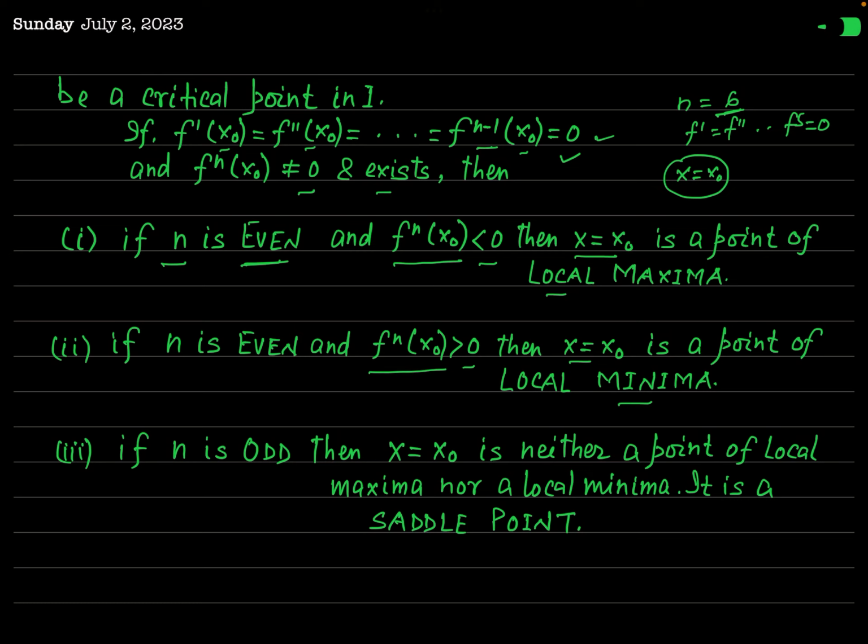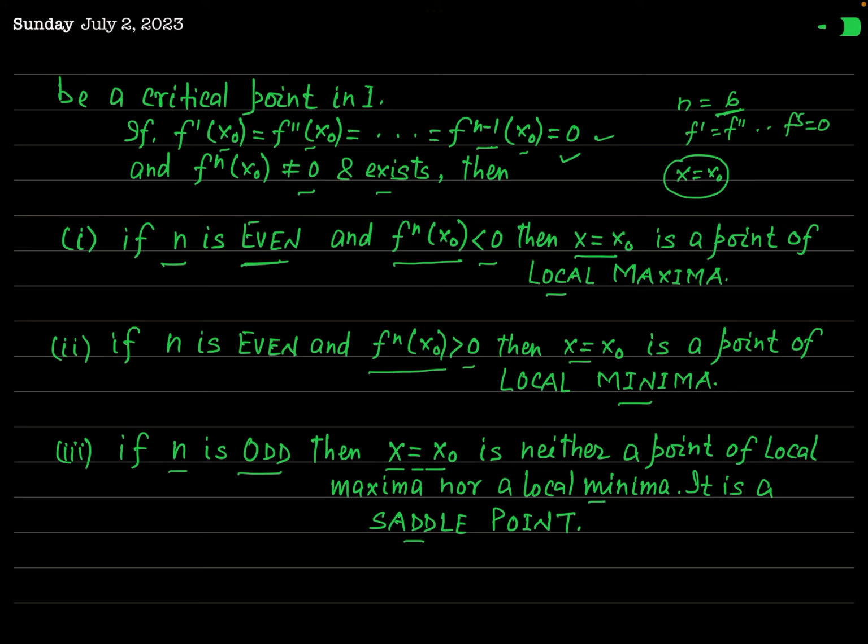So these two facts are regarding n equal to even. But let us see what will happen when n is not even but it is odd. Actually, when n is odd, then this point x equal to x naught is neither a point of local maxima nor a point of local minima. Actually, this point is then called a saddle point. Okay, so this is a very simple concept.